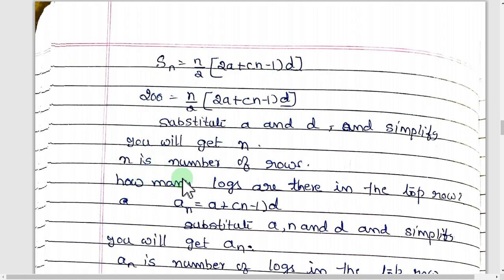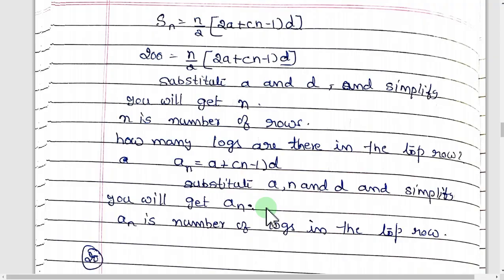But in that row, how many logs are there, that you have to calculate. In that row means it is a term. If you get n as 10, then in that row, in that place, how many logs are there? How many logs are there means it is a term. So we have to use the term formula: a n is equal to a plus n minus 1 into d. A is 20 plus n. Here you will get n minus 1 into d is minus 1. Simplify this. You will get how many logs are there in that row.